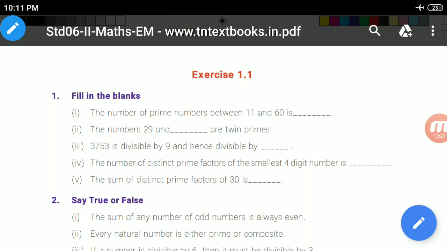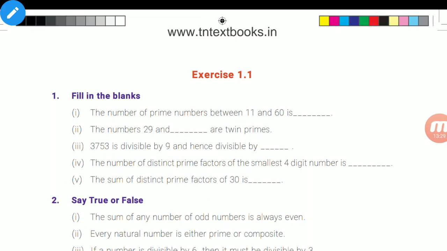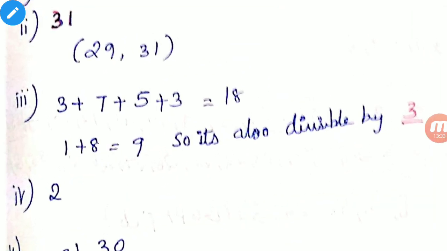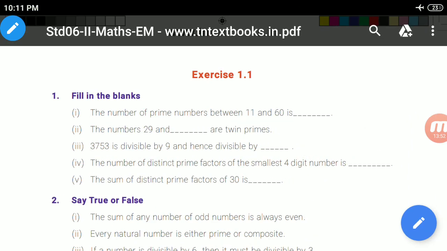See the next question. 3759 is divisible by 9. 3 plus 7 plus 5 plus 9 is 24... So 3 plus 5 plus 7 plus 3 is 18. So 1 plus 8 is 9, so it's divisible by 9. When you study the concept of divisibility by 9, they mention a note: if a number is divisible by 9, it is also divisible by 3. They are testing that concept.